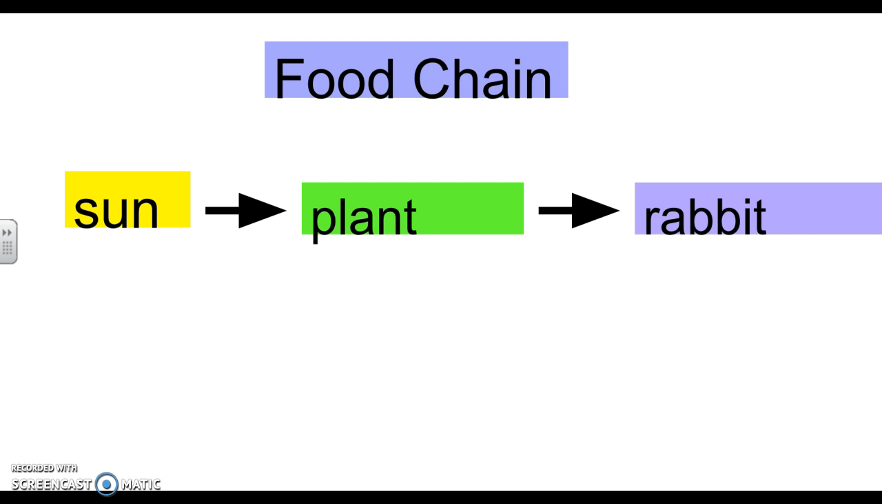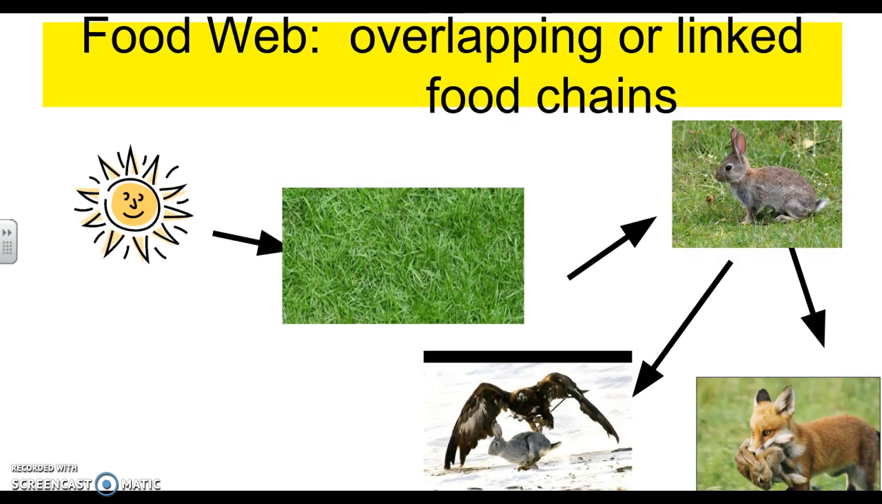All right, so is this a food chain or a food web? The food chain. How do we know? Well, other than saying it on the board, we know because we only have one group, one food chain. A food web is going to be a bunch of food chains. It's going to be overlapping food chains.